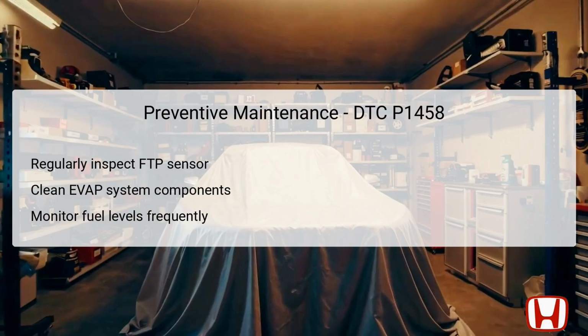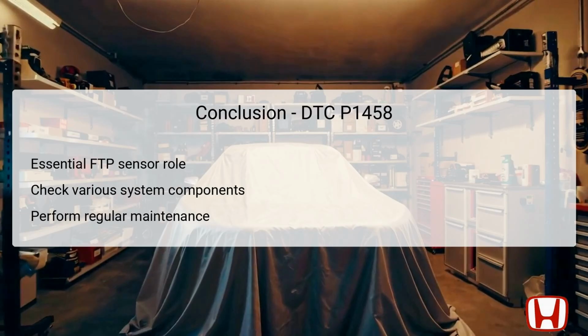It's advisable to consult the owner's manual for specific service intervals and to follow a consistent maintenance schedule. These proactive steps can significantly reduce the likelihood of recurrent issues with the FTP sensor and enhance the longevity of the vehicle's emission control system. In conclusion, DTC P1458 indicates a critical issue with the FTP sensor within the Honda Civic models 2011 to 2015. This troubleshooting process highlights the importance of understanding the sensor's function, knowing how to check related parameters, and recognizing the signs that a failure may have occurred.